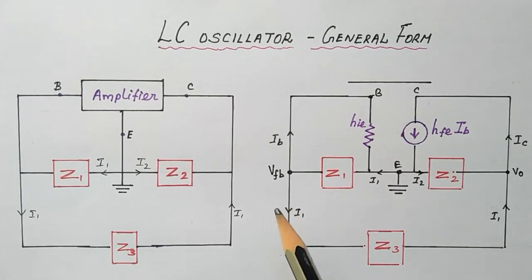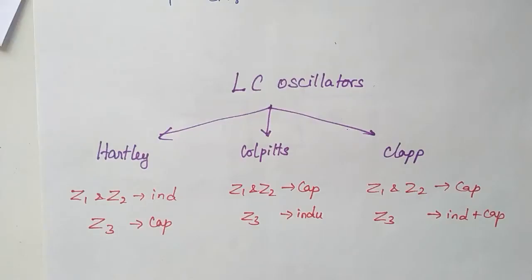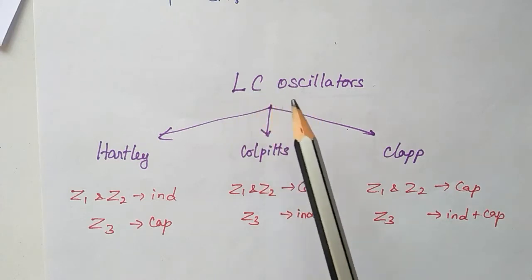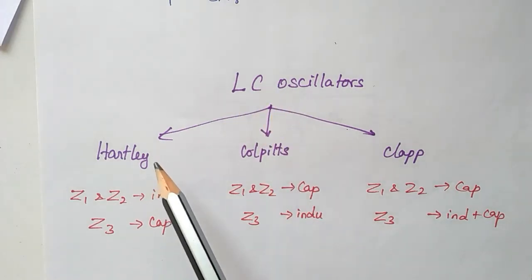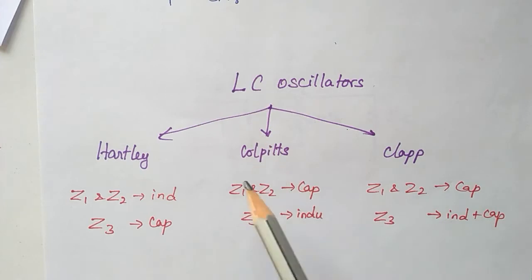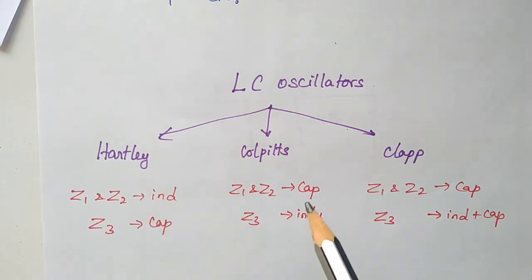In this topic we are going to discuss the general format for any type of LC oscillator. There are three types of LC oscillators we are going to discuss: Hartley, Colpitts, Clapp. For each oscillator, if we have a common form, we can easily derive the expressions for these types of oscillators. Hence, we look for the general format of any type of oscillator.